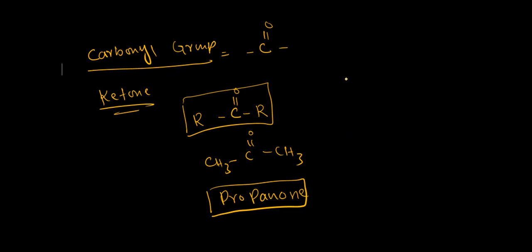Another example we take is CH3, CH2, C double bond O and CH3. So we can count 1, 2, 3 and 4. The 4-carbon parent is called butane. So the ending E will be replaced by ONE, and its name will be butanone.